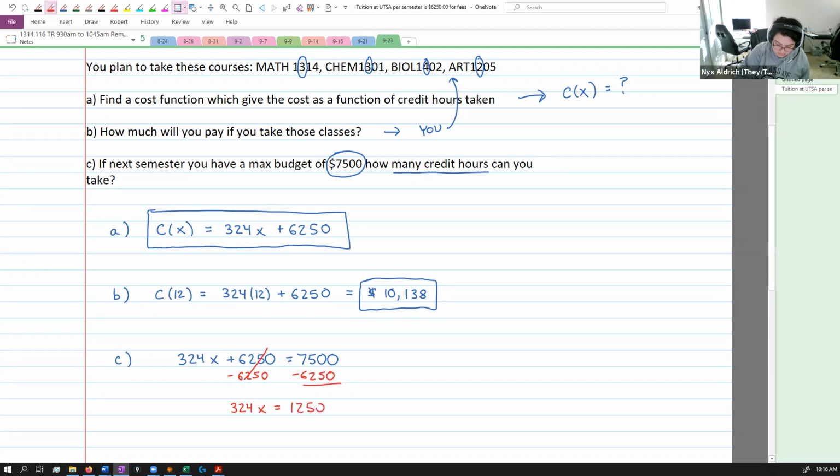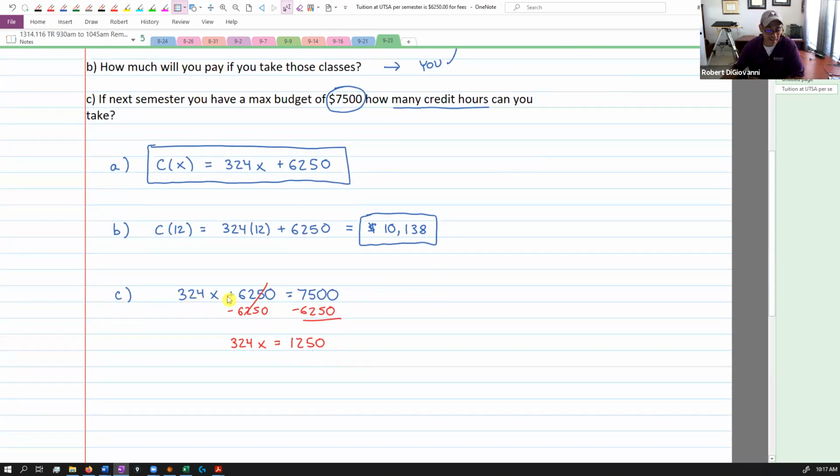Does everyone understand? Again, this is like the previous problem with the beer. Part B on this problem is like me telling you how much it costs to drink 6 beers. Part B is saying how much does it cost you to take 12 credit hours. On the second part of the previous problem, I said, if you spend $83, how many beers did you drink? Here, same sort of idea. If we only have a budget of $7,500, how many credit hours can we take? So we set the equation equal to the cost, the money we have. All right, you divide it by 324, and what did you get for x? You can do this on a calculator if you want.